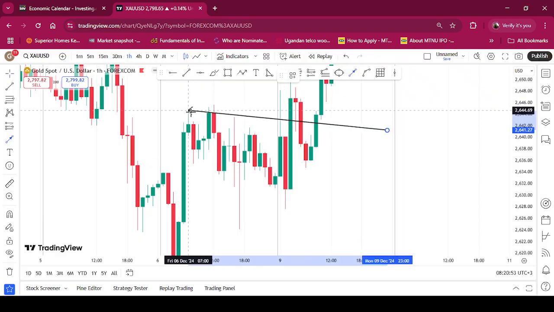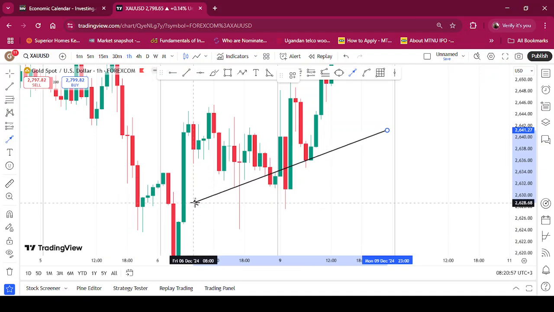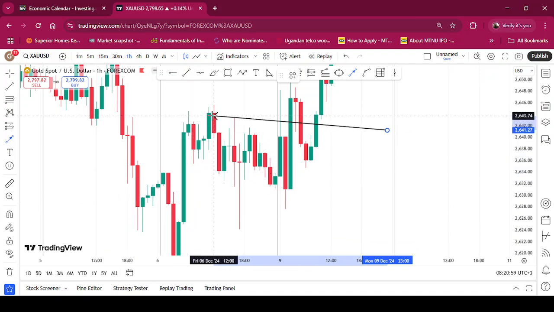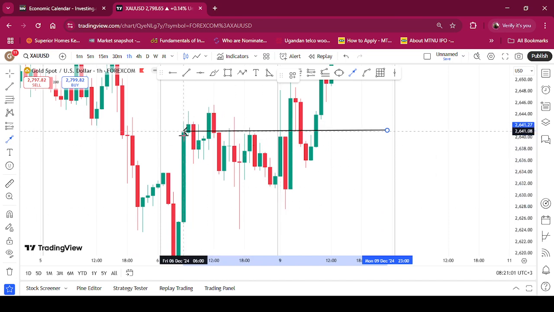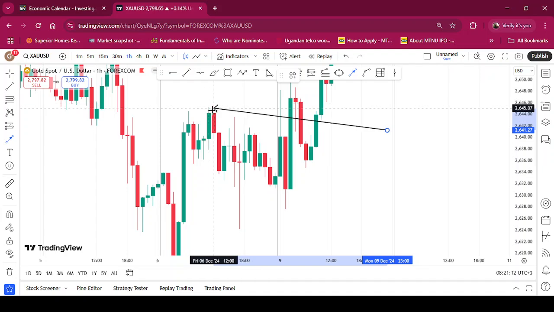So we took out this high after grabbing that massive liquidity. This is Friday, and we're talking about a London session jumping into New York session. We took out this high at the beginning of the London session, sorry. So we took out this high, and look at this.